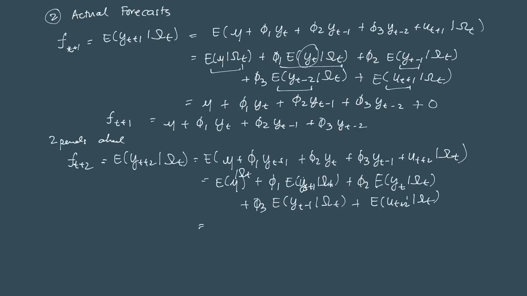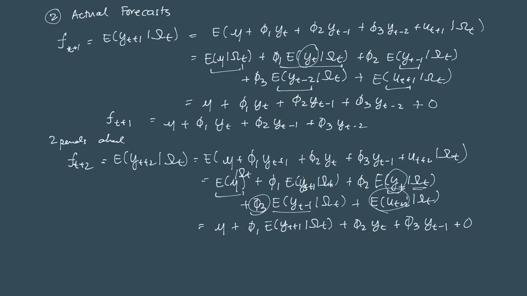Okay, now similarly, we know this again, that's equal to mu. Let's leave this one for now. We're going to talk about that a bit in a very short while. Then we know, of course, the value of yt at time t, so that's phi 2 yt, and we know the value of yt minus 1 at time t, so we have phi 3 yt minus 1. But of course, we don't know the value of the white noise error term. The mean of a white noise error term is 0.